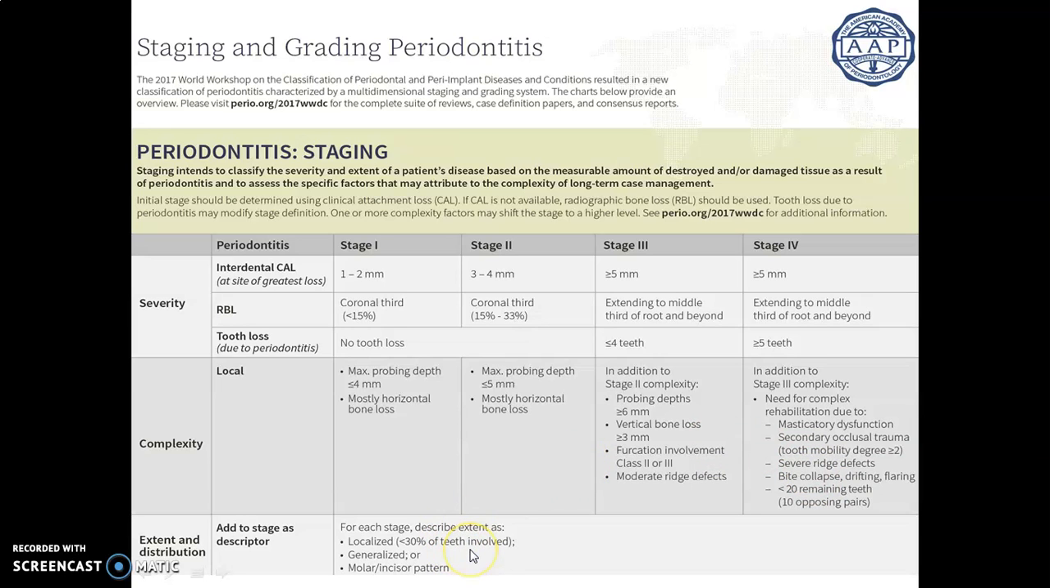Then whenever we talk about the distribution of periodontitis, we have to say localized if less than 30% of teeth are involved, very important MCQ. Otherwise generalized, and sometimes we can also say it is molar involvement or incisor involvement.